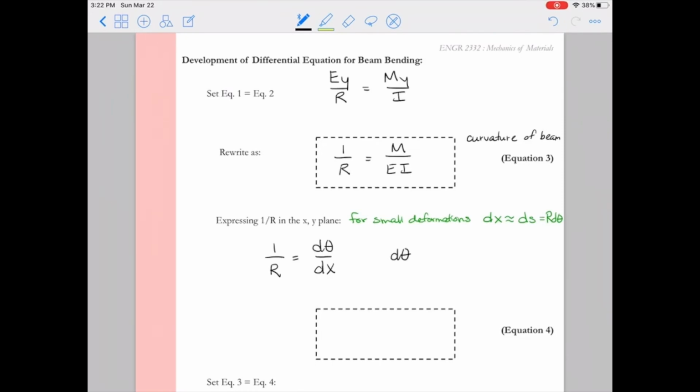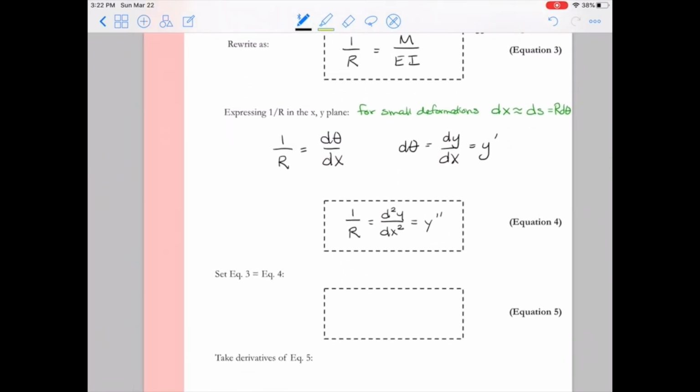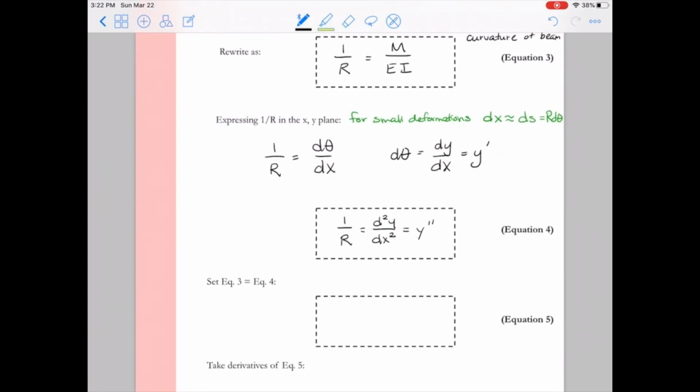All right, now in xy coordinate system terms, I know that d theta is just dy dx. This is just the slope of a line, dy dx, also called y prime. So if 1 over R is equal to d theta dx, that's going to be like 1 over R is equal to dy dx divided by dx. And so basically 1 over R gives us d squared y dx squared, or the second derivative of y with respect to x, or y double prime. All right, so I got equation 4 from just kind of geometry, assuming small deformations.